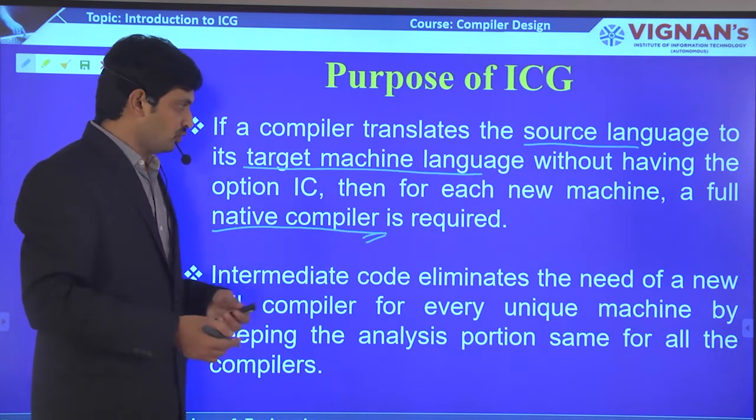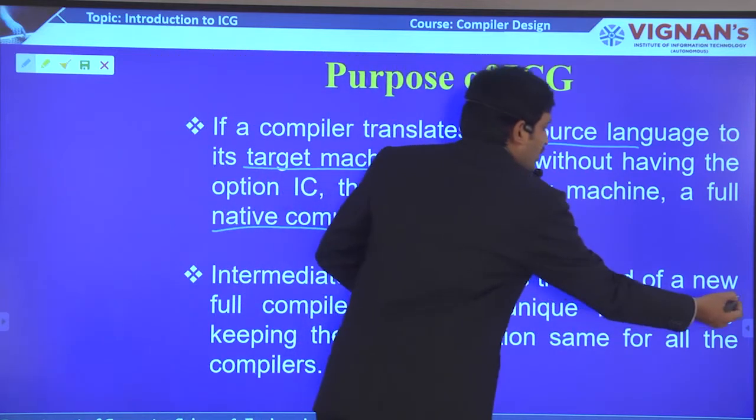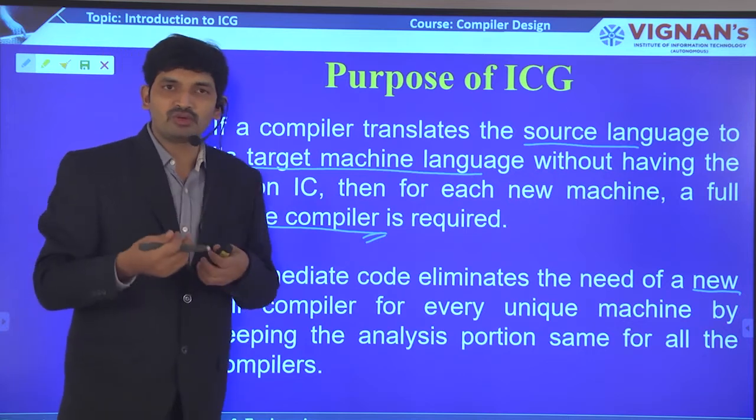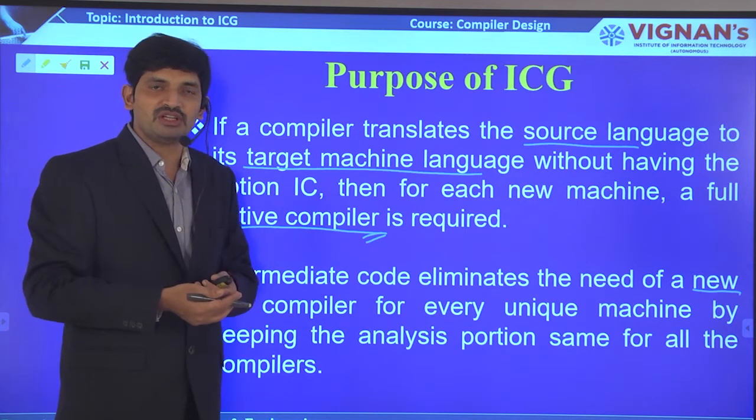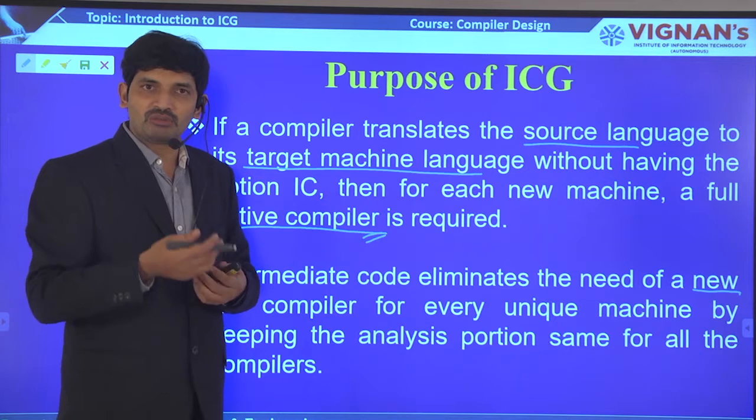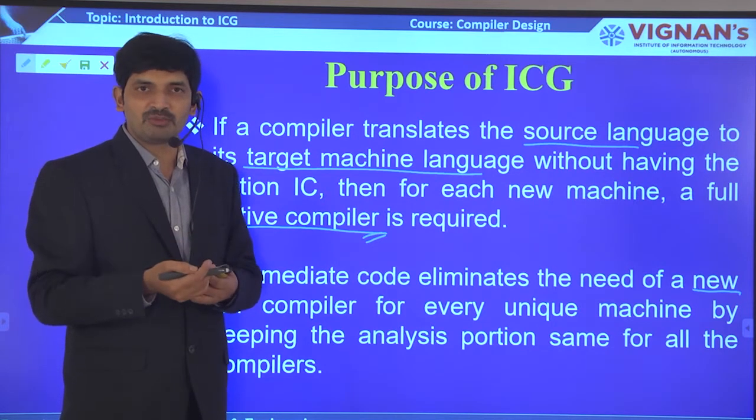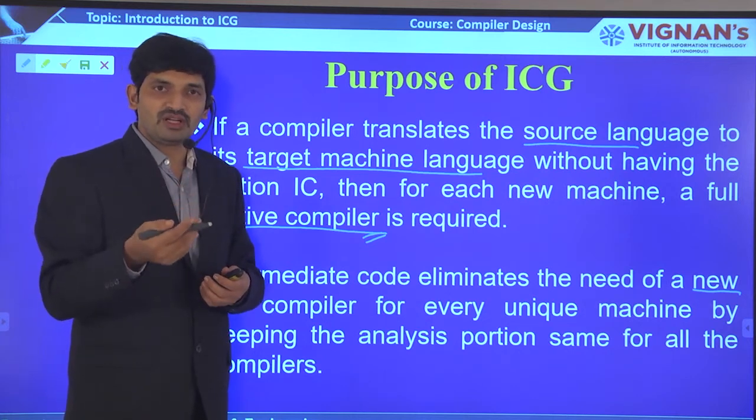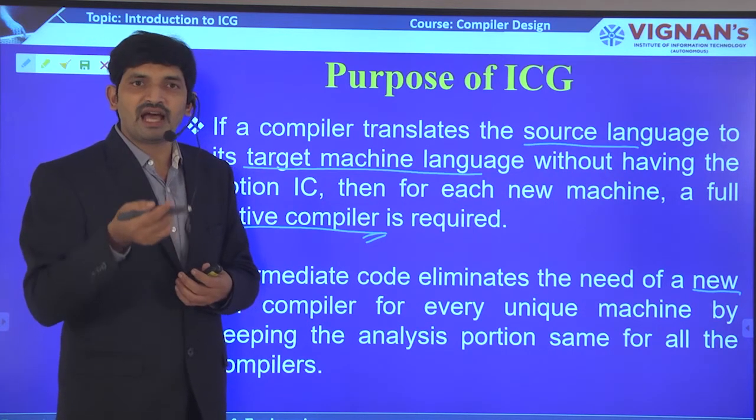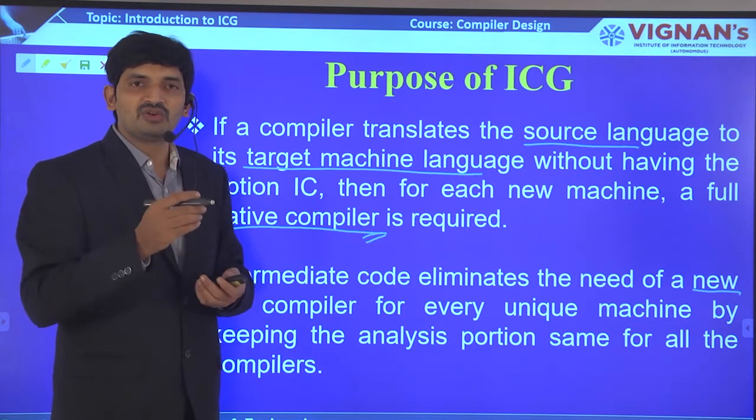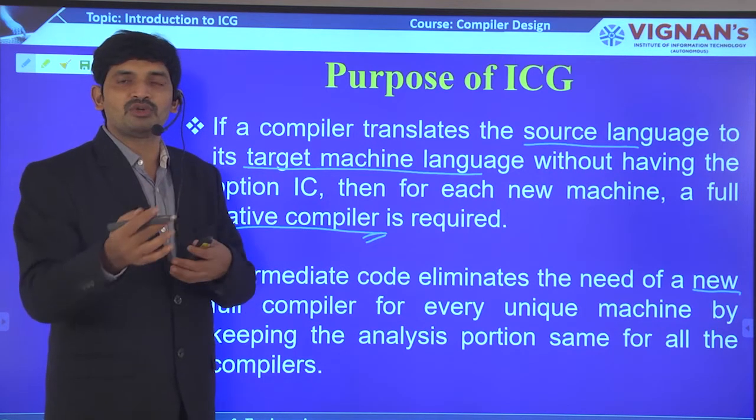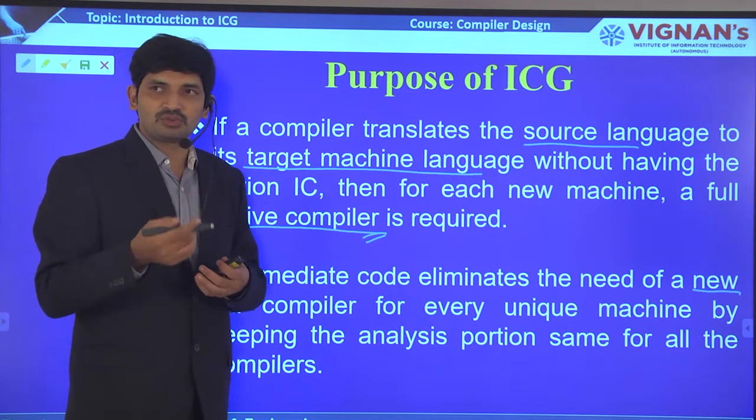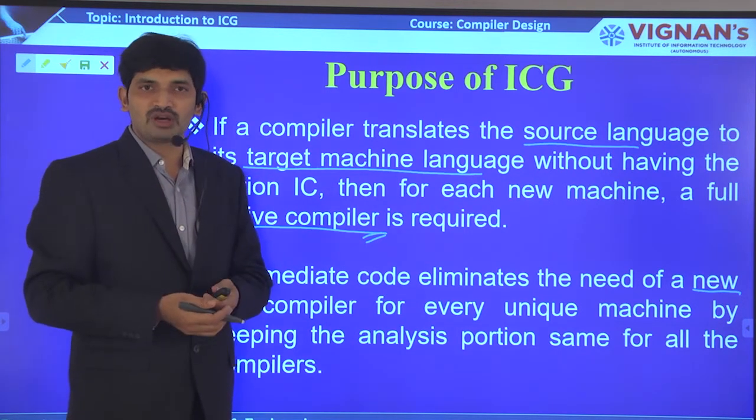And intermediate code eliminates the need of a new compiler for every source code. That means if I am going to run a source code on a particular machine, if I want to run my Java program on a machine, for that particular Java program, I need a native compiler. On the same machine, if I want to run another source program, let us say a C program or C++, definitely I need such a native compiler to compile it into the object code. So for every source program, we need a native compiler.